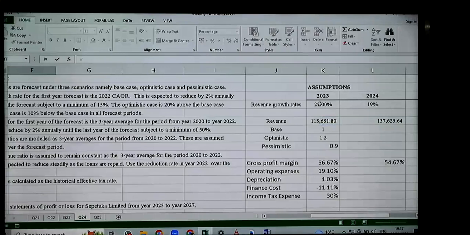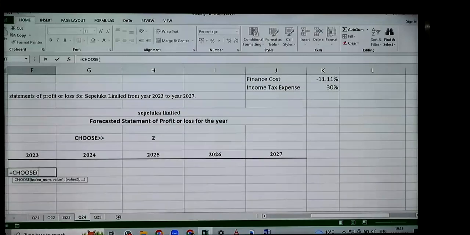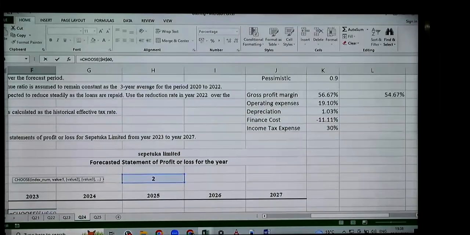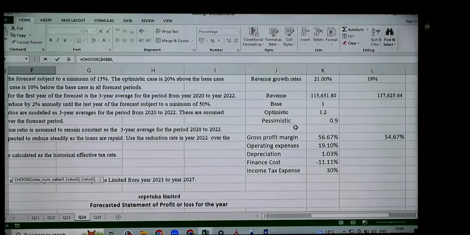Or rather, I can start with CHOOSE. I press tab. After CHOOSE, I'll be asked for the column index. So let me jump to the active cell here. The column index will be our scenario button here. I press F4, comma. Then our value one will be, just how it's arranged, our base case. So it can be our revenue.